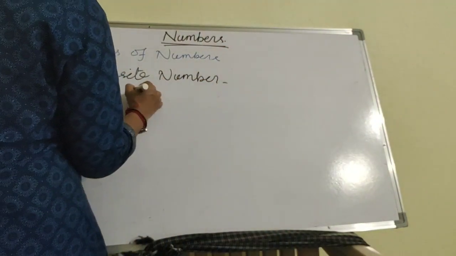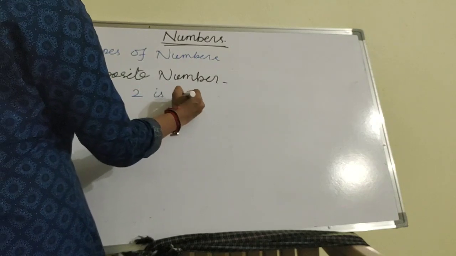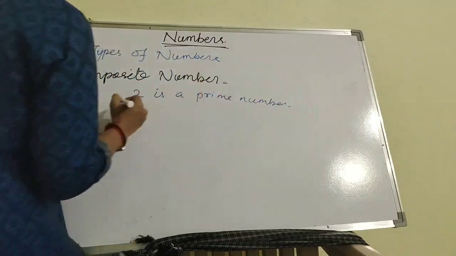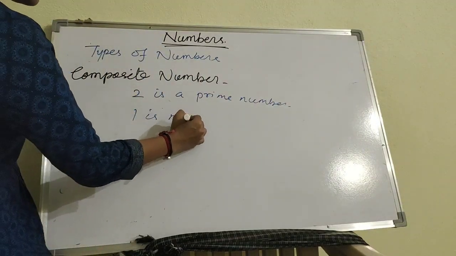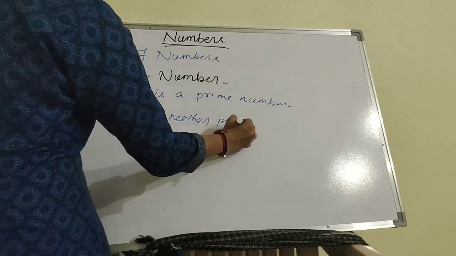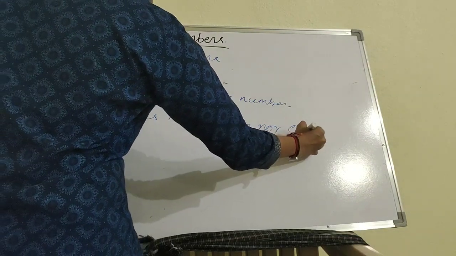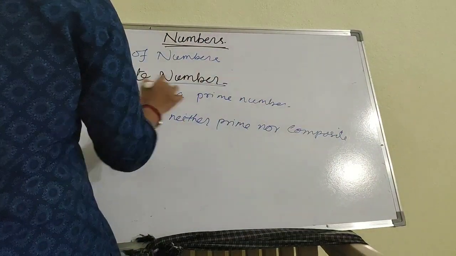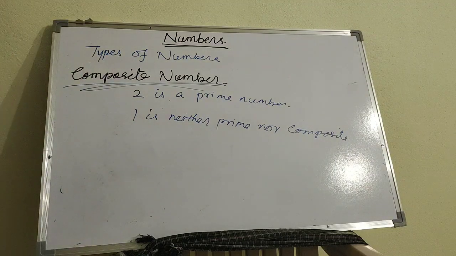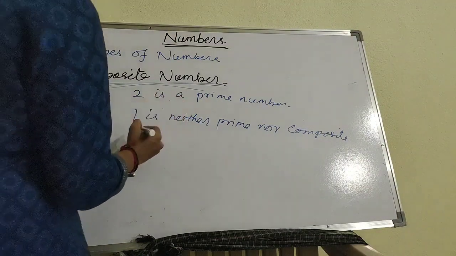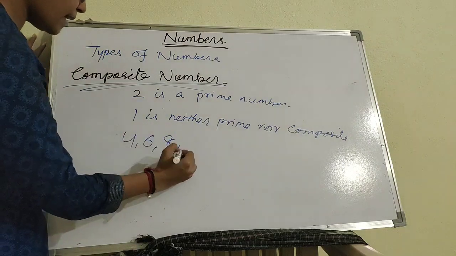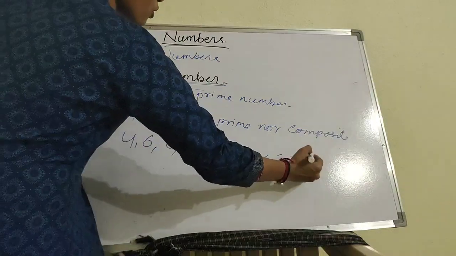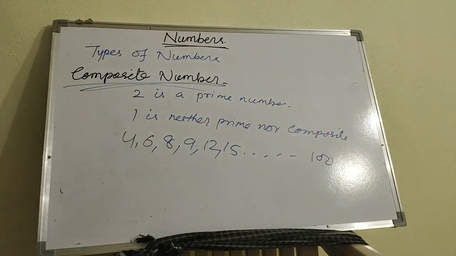So the number 2 is a prime number. 1 is neither prime nor composite. Next, what is a composite number? A composite number is a number which is not prime. So 4, 6, 8, 9, 12, 15, these all are composite numbers.